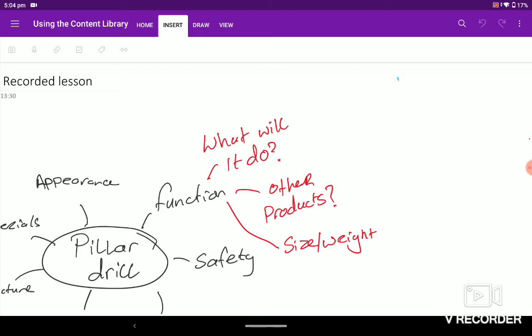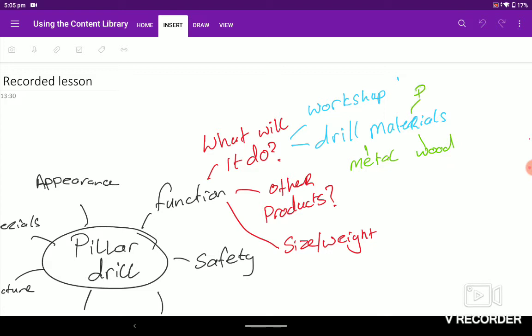So what will it do? To be used in a workshop. It'll drill materials, we'll say. Not going to be specific to drilling. You could even break that down more: metal, wood, plastic, things like that. So I'm breaking it right down. You don't need to go writing this out, just a nice little mind map, breaking it down. We said it'll be used in the workshop.